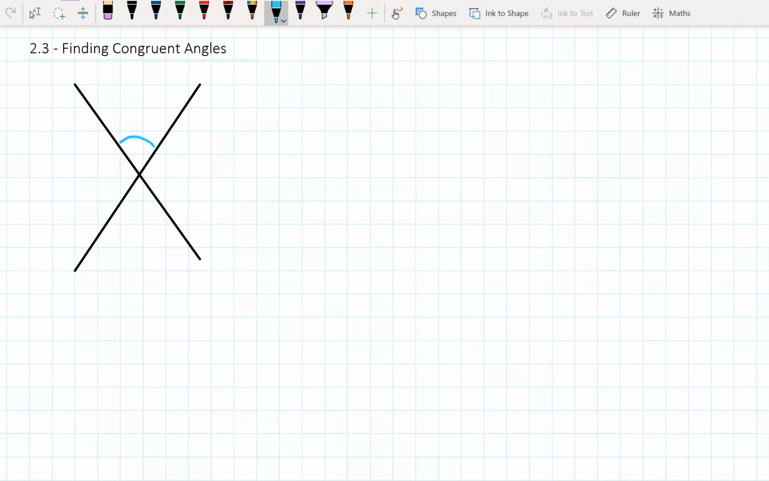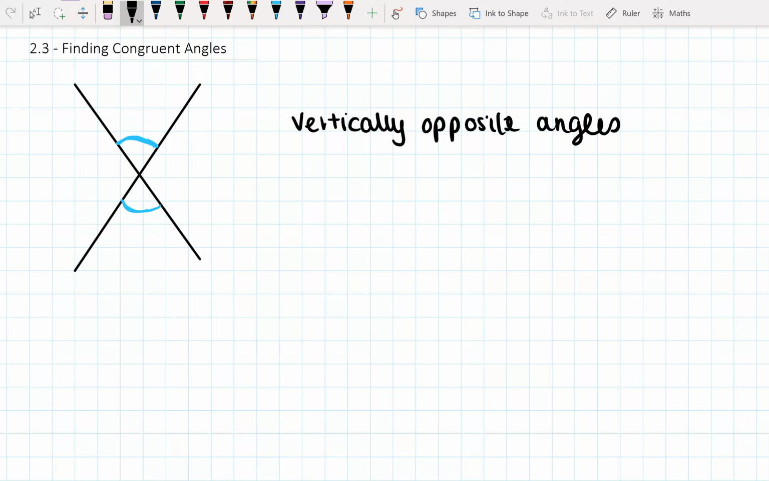Now this angle here is the same as this angle here, and this is what we call vertically opposite angles. So vertically opposite angles are congruent. We're going to try and use the right words now. Sorry, I will forget sometimes. Vertically opposite angles are congruent. That is the first rule.